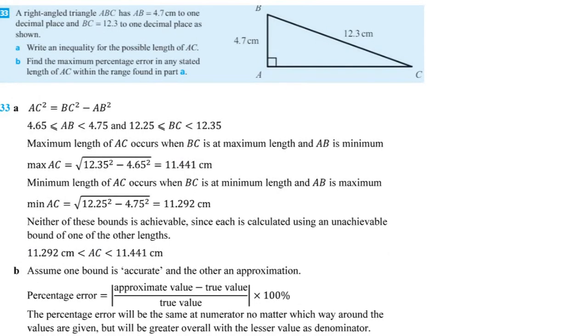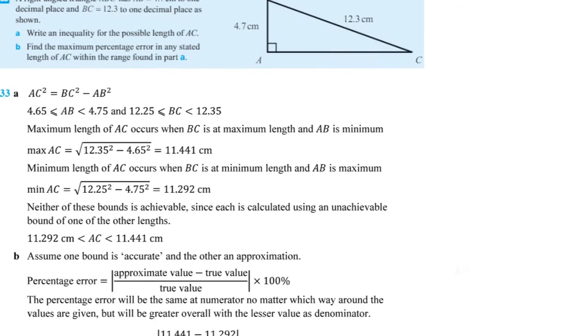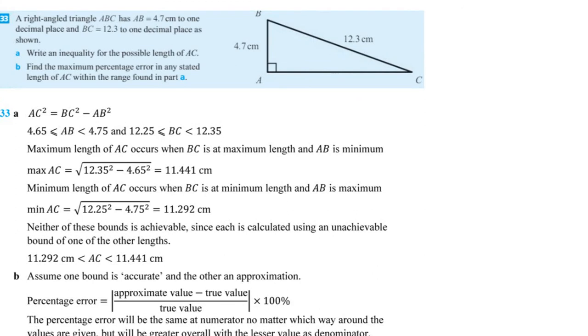The next issue that came up was this question here, and there actually isn't anything wrong with this question, it's just a little bit confusing in terms of the wording. So the key thing here that makes this different to the previous one is this phrasing here, in any stated length of AC within the range found in part A. That's the difference. So I'm not going to talk about part A at all, that's just finding bounds.